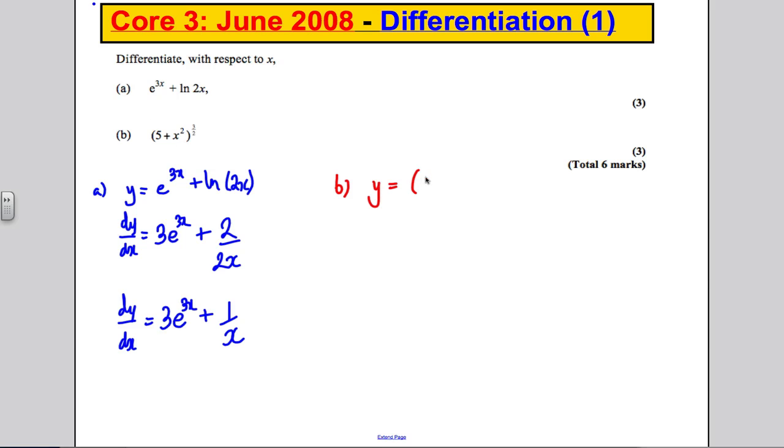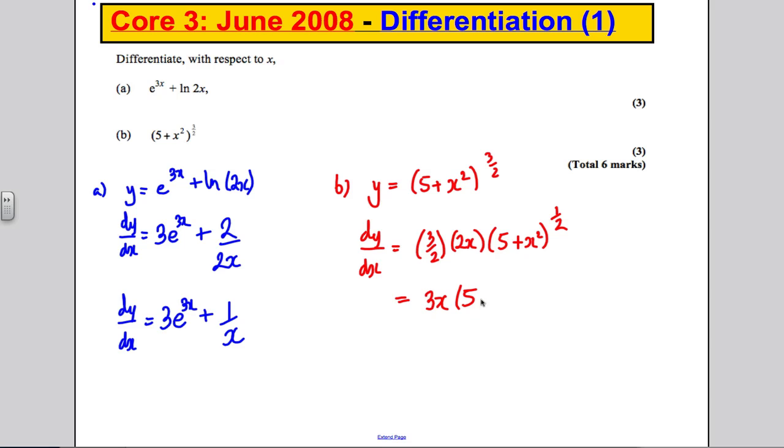If you let y be equal to 5 plus x squared to the 3 over 2, for dy by dx you can use the chain rule: bring down the 3 over 2, multiply by the differential of the brackets, which would be 2x, keep the brackets as they were, and reduce the power by 1. 3 over 2 take away 1 is a half. Tidying that up, 3 over 2 times 2x gives 3x, times 5 plus x squared to the power of a half. And that is your dy by dx.